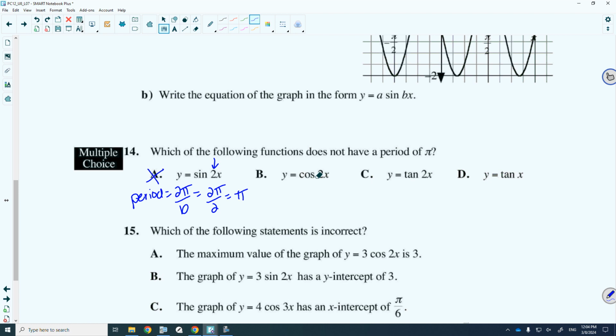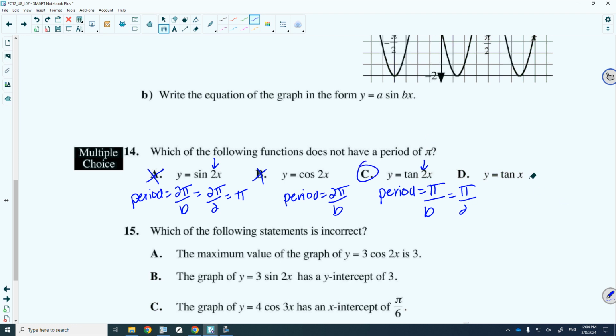Okay, let's do this one. This is a cos graph. Period is 2 pi, it's a cos graph, divided by b. B is 2. 2 pi divided by 2 is pi again. This would have a period of pi. That's not the answer. We have a tan graph. The equation is different for period. Period is equal to pi divided by b. Pi over 2. This graph would have a period of pi over 2. That is not pi. This would be the answer.